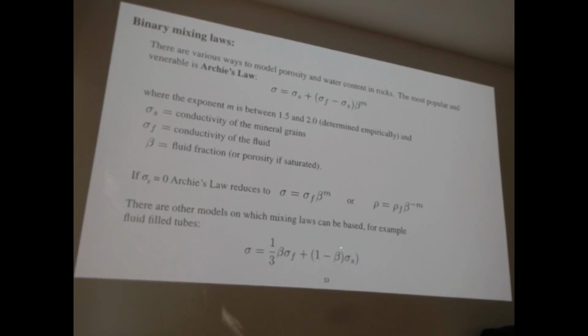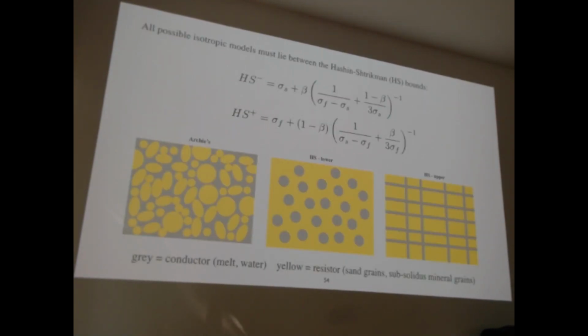This is a mixing law that's based on fluid-filled tubes, which you might get in some sort of volcanic systems. And then there are these things called the Hashin-Shtrikman bounds, which are the mathematically determined limits to conductivity in a two-phase system. The HS lower bound is the most resistive you can make the rock for a given porosity. And it's associated with the conductors being little isolated grains. So there's no connection between these conductors.